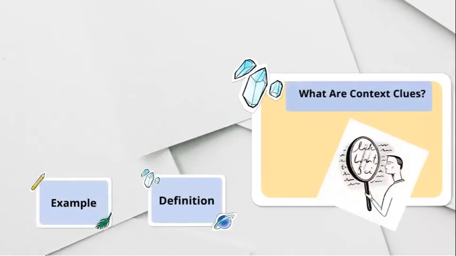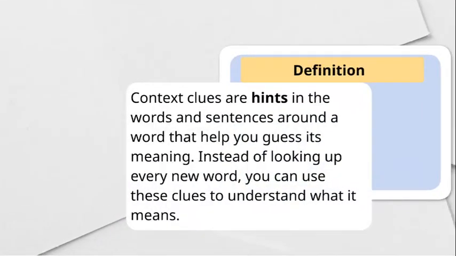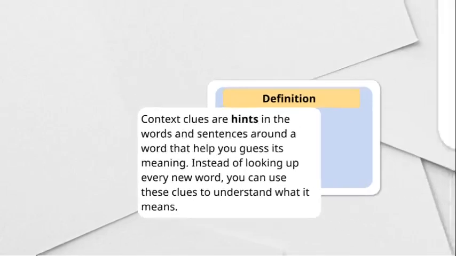So, what are context clues? Context clues are basically the hints given in the words and sentences around that new word, that unfamiliar word or difficult word. These are words or sentences around a new word that help you guess the meaning of the new word. Instead of looking up every new word in the dictionary, you can use these clues to understand what it means. Let's see it with the help of an example.